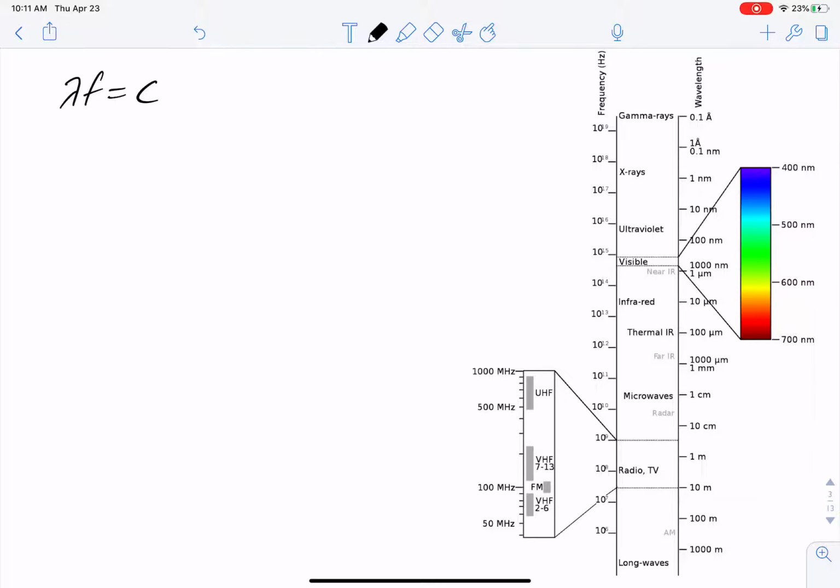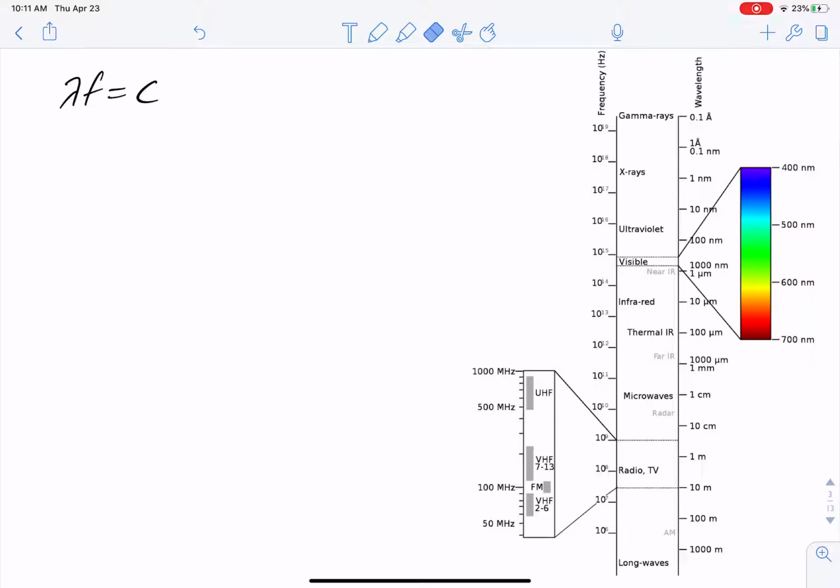Now, we also know from previous studies of waves that the product of the wavelength and the frequency is the speed at which the wave travels. And for light, it's always traveling with the same speed. So that means we know this side of the equation, that constant. If we know the frequency, we can figure out the wavelength, and if we know the wavelength, we can figure out the frequency.